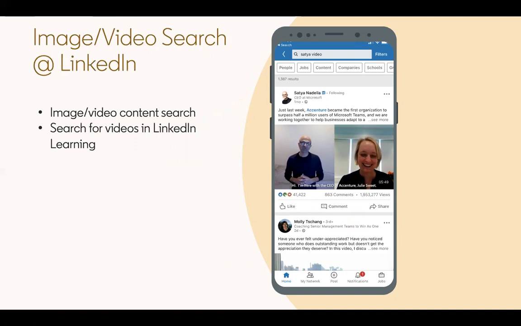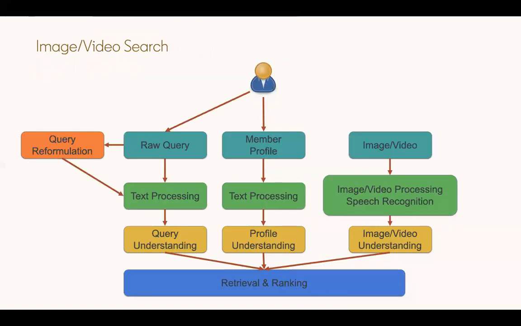So in this example here, somebody has typed the query Satya video. And as a result, we are showing a video of Satya Nadella, the CEO of Microsoft. Now, videos and images might be warranted for several different types of queries. And the question becomes, how do we decide which video or image to show to a search query?